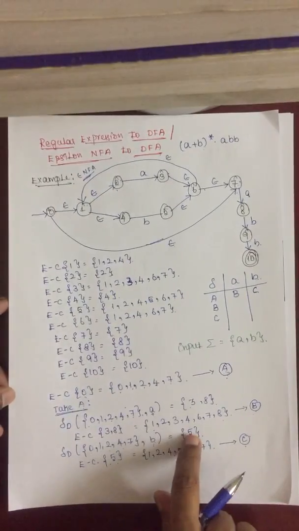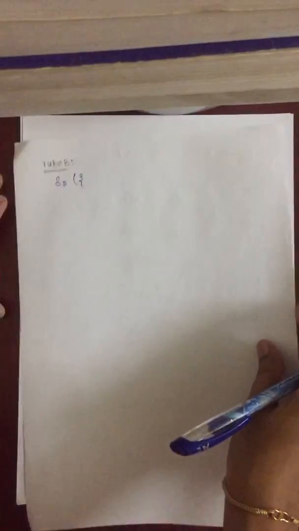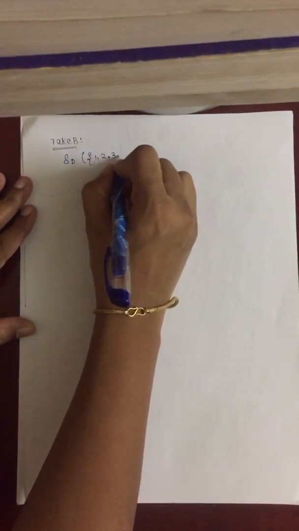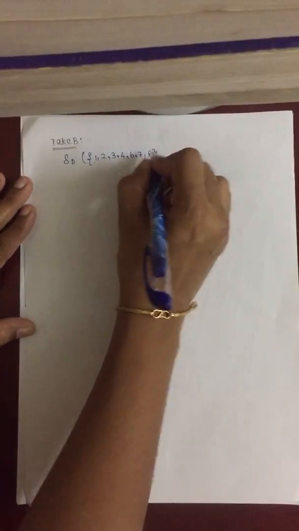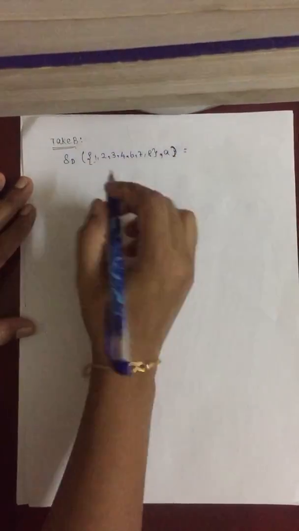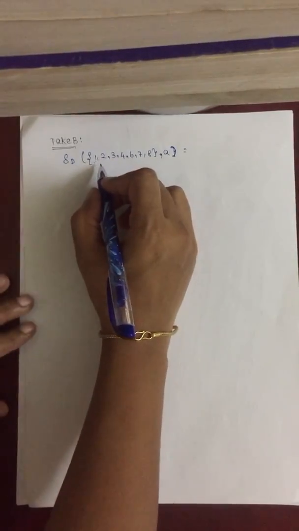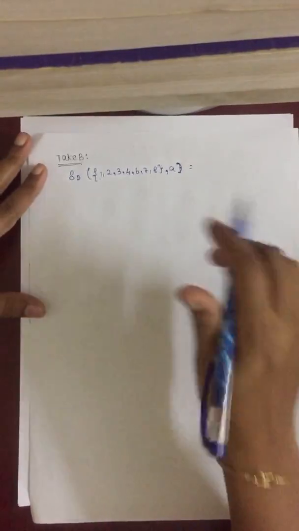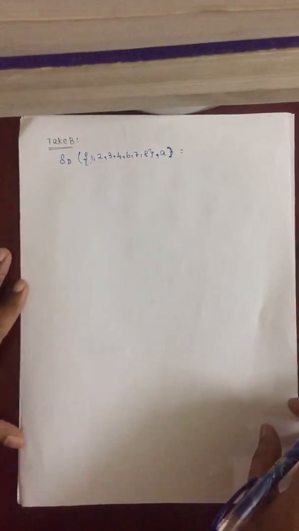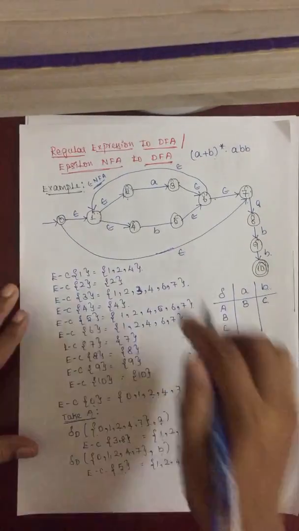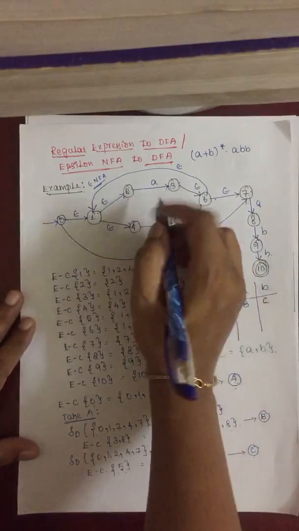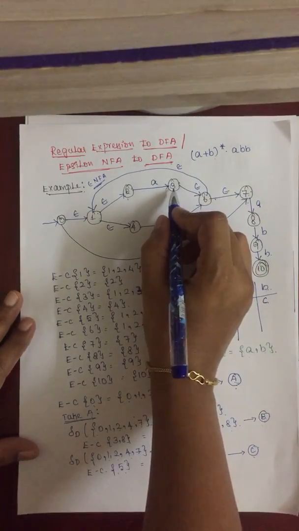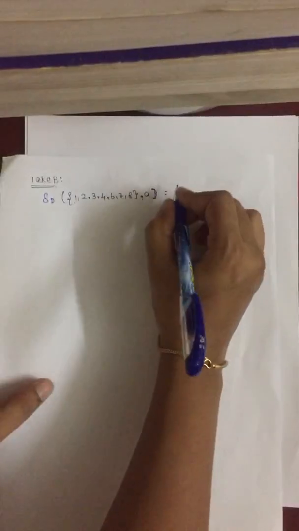What are all the states available in B here? 1, 2, 3, 4, 6, 7, 8, right? So 1, 2, 3, 4, 6, 7, 8 with input symbol A. So 1 with A, there is no transition available from the state 1 with A. Then again from 2, if you check the diagram, 1 with input symbol A, no transition available. 2 with input symbol A, yes, it is available. So we need to include the state 3 inside the set, right?